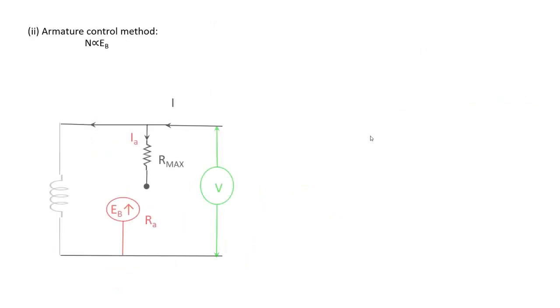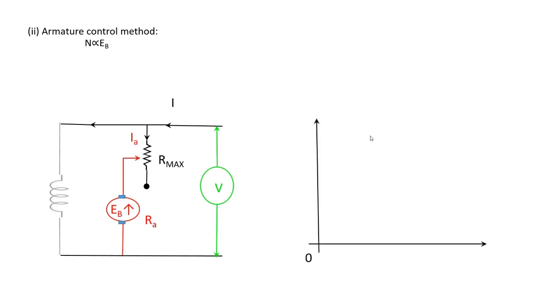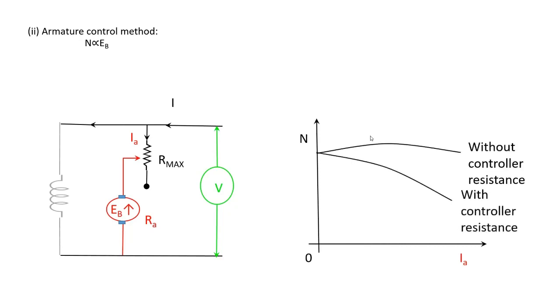There is another method, which is a converse of the field control method, called the armature control method. Again the same thing applies over here, but in this case the speed is controlled below the rated speed.